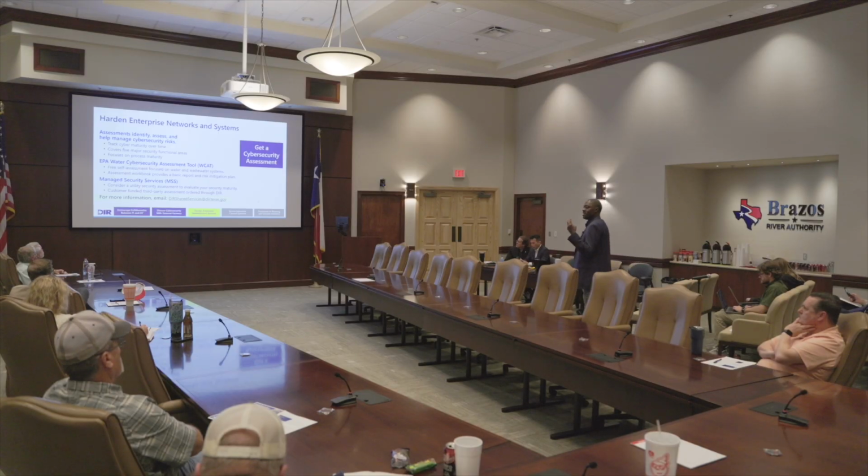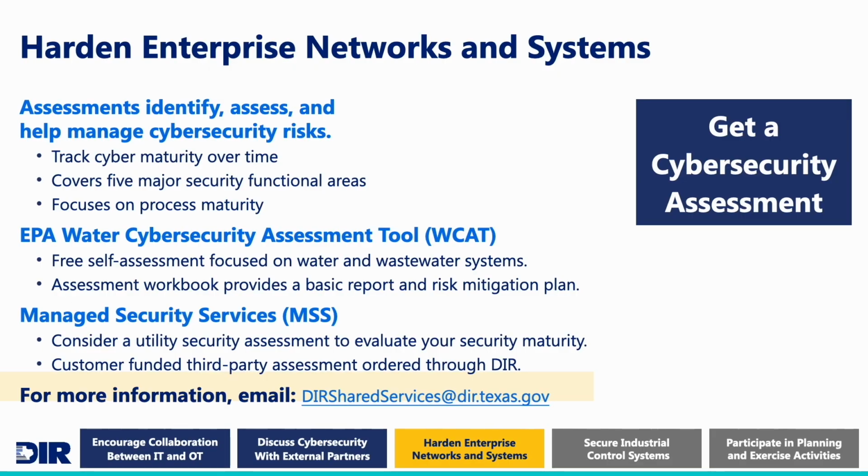The first thing is to identify. You want to identify what's on your network, protect what's on your network, detect, respond to any incidents, and then be able to recover. So your assessment should cover those 5 functional areas. And then we want to focus on maturity. With every false alarm, false positive, or actual incident, we want to be able to learn from those things and get better with each iteration. Nothing should ever be wasted.